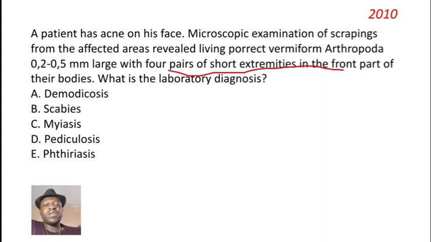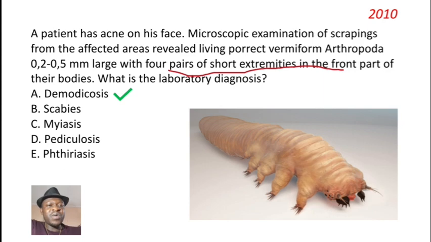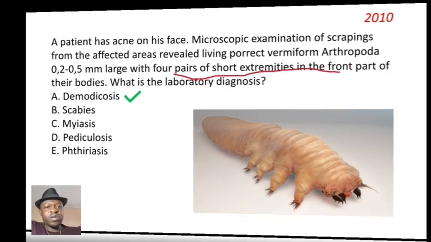So for completeness, let me just stimulate your visual memories. This one is the Demodex mite. You see 4 pairs of legs on the front part of the body, right? So 4 on this side and 4 on the other side. Okay, it's repetition.